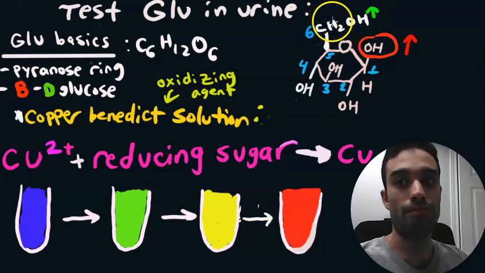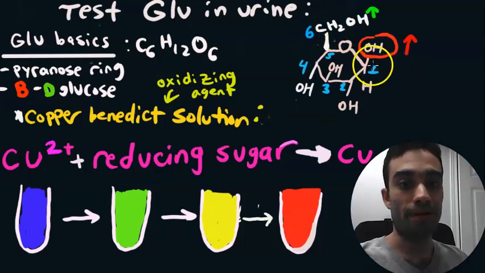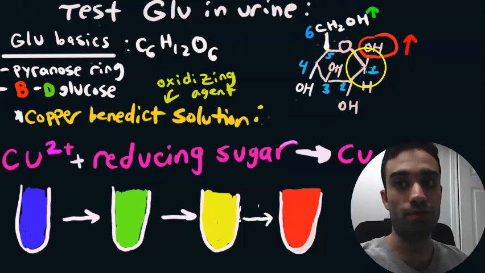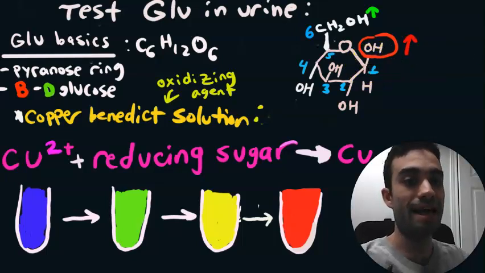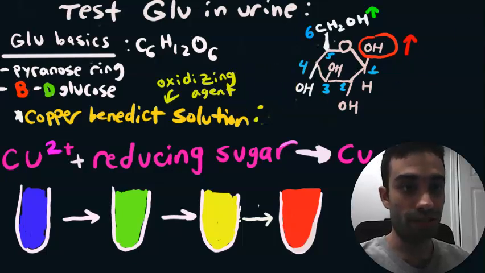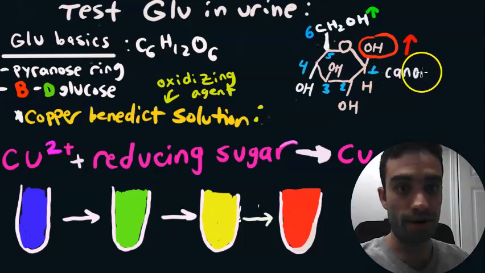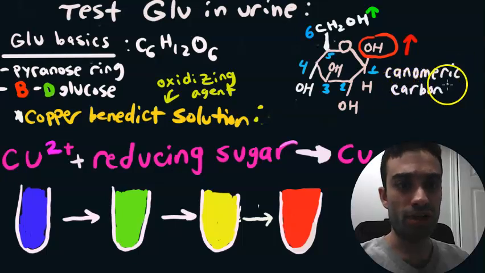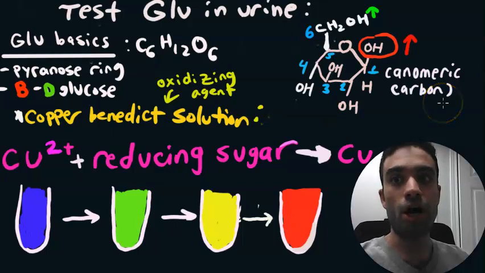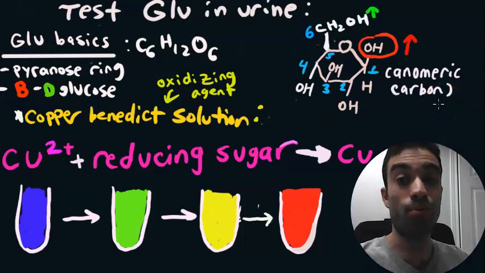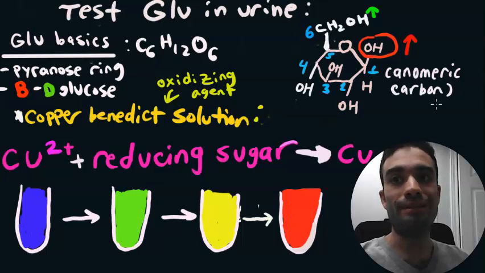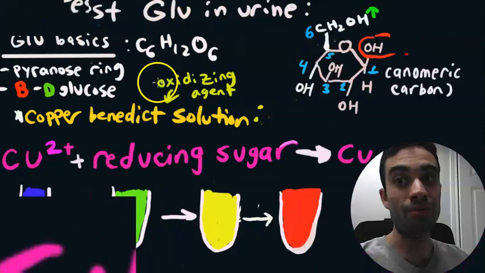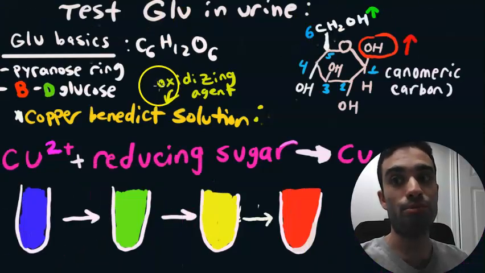pointing upwards. Also, the first carbon here, this carbon right here, the first carbon of the ring, number 1, is known as the anomeric carbon. So this carbon right here is known as the anomeric carbon. And the OH that's attached to this anomeric carbon can again either point up or point down. If it would have been pointing down, it would have been alpha. In alpha, the OH points down.